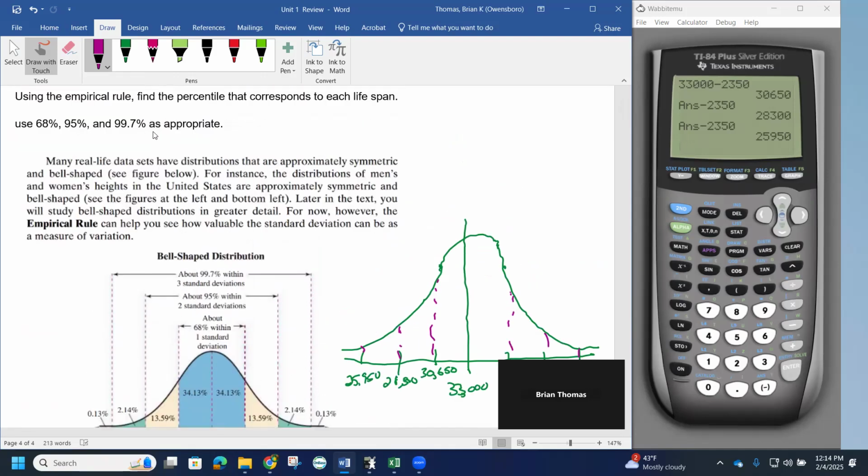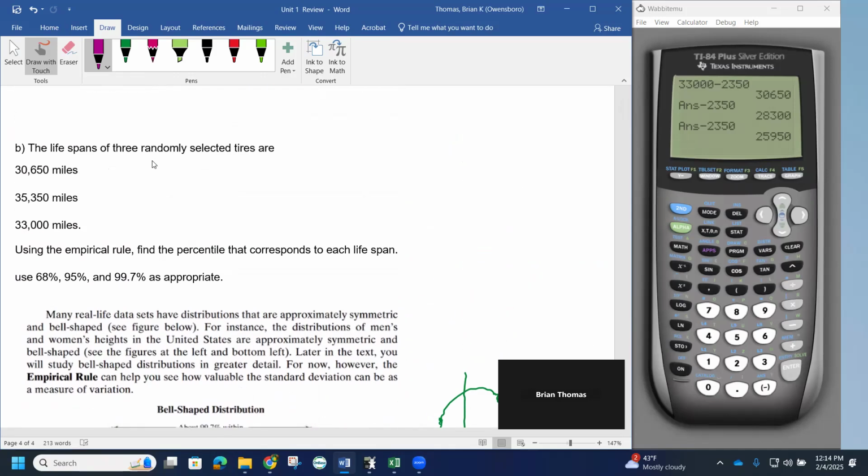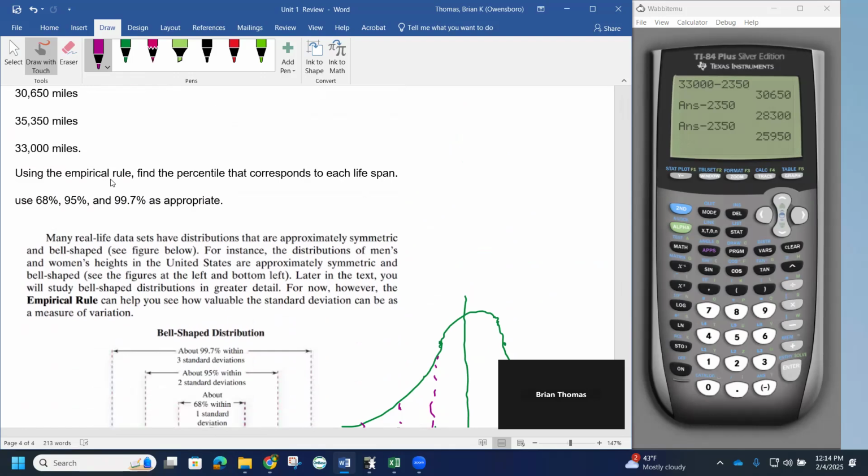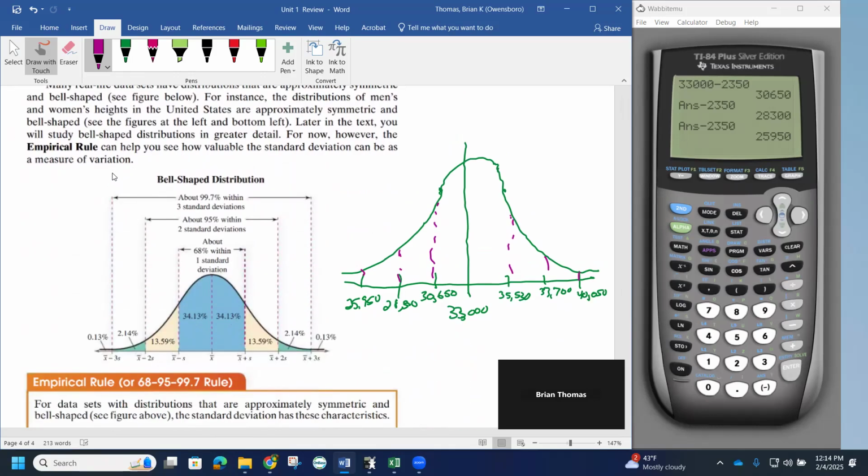So the first question is this: what's the percentile that corresponds to each lifespan. So if we have a 30,650 mile tire, they want to know the percentile. So 30,650 would be here. Now, percentile, remember, it's area, it's going to be the area to the left of this. Percentile means we're going from left to right, so what we need to do is find what the area is under the curve in this spot here.